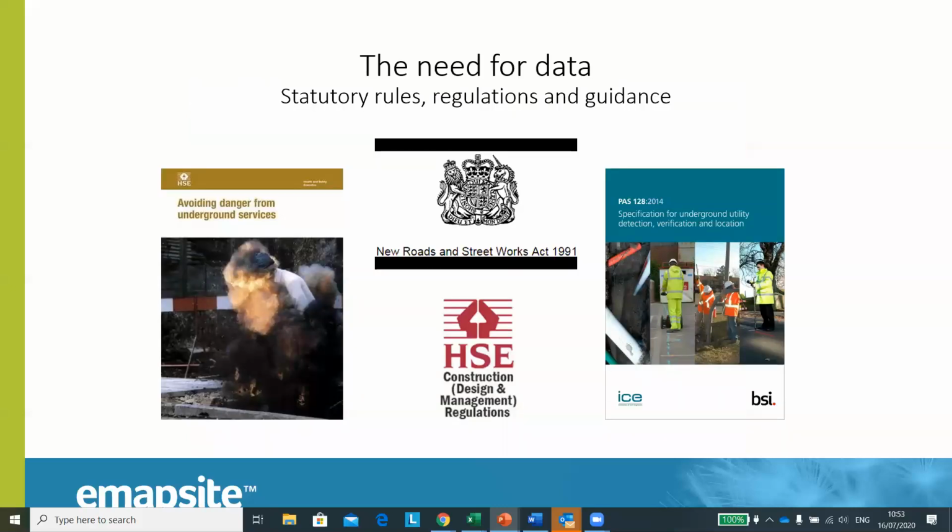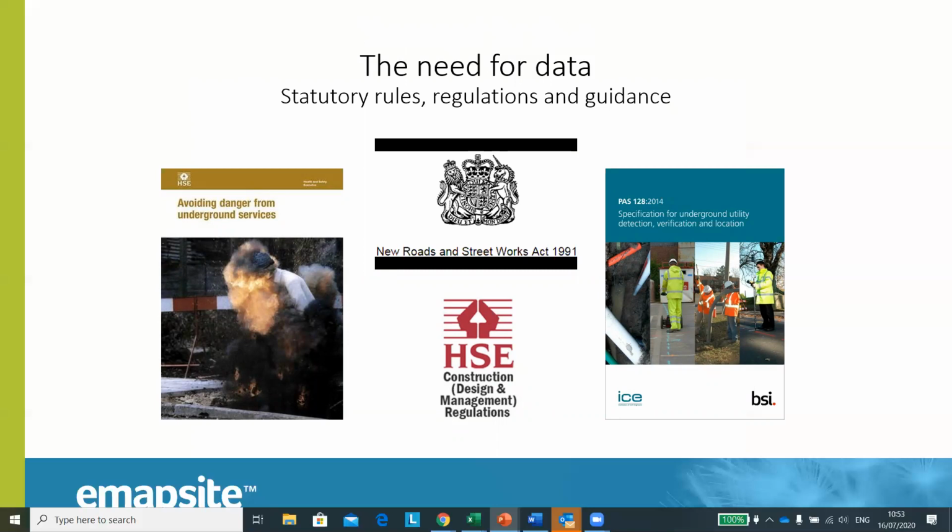Now, the final piece in the puzzle of why utility data is important lies with the statutory rules, requirements, and guidelines which surround its collection and provision. And these are relevant to all levels of planning and development, from large infrastructure projects right down to small projects like installing a drop curb outside a house. So it covers the whole gamut.